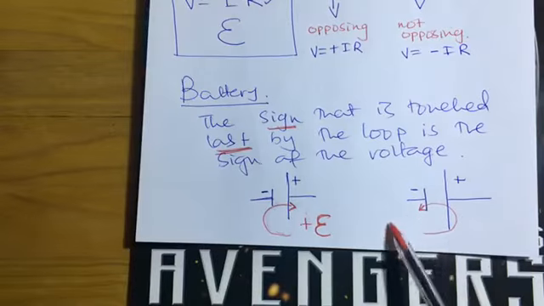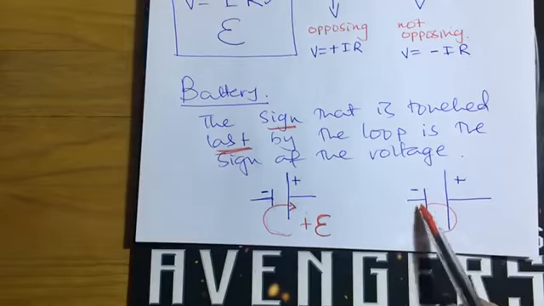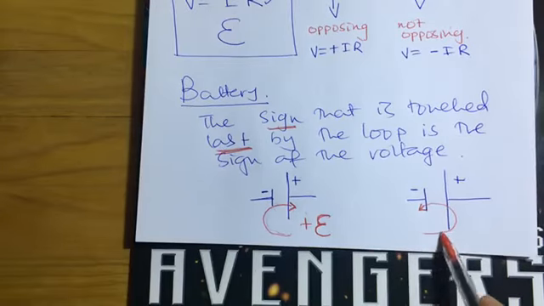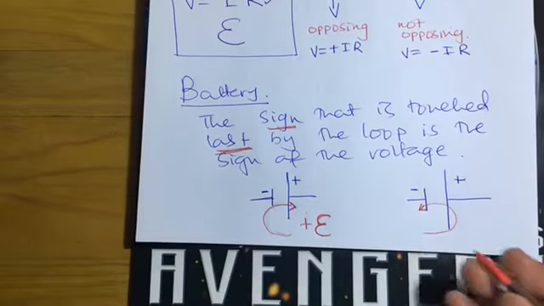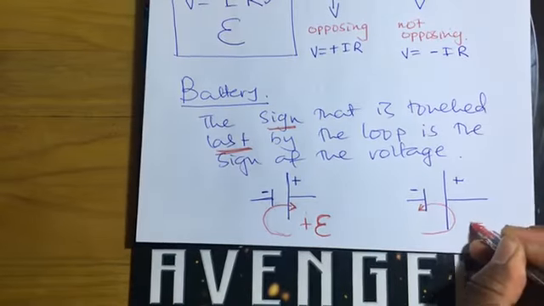Here, this loop is an anticlockwise loop. Okay. We touch the positive first and then we touch the negative last. So this is going to be negative E.